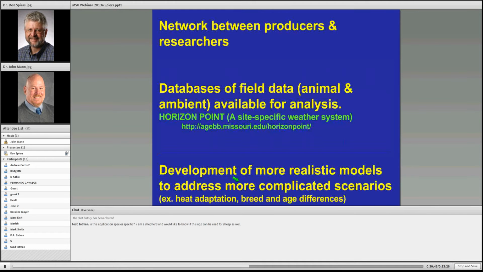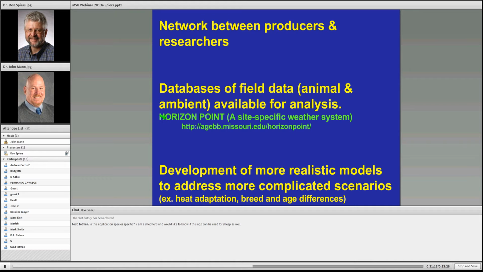So what are the long-term goals for our system? Well, basically, what we're trying to do, as I said before, is to establish a viable network between producers and researchers. What we would like to do is gather databases on field data, animal and ambient conditions, environmental conditions, that would allow us to make even better predictions in the future, to generate new equations that could be incorporated into future versions of this app.